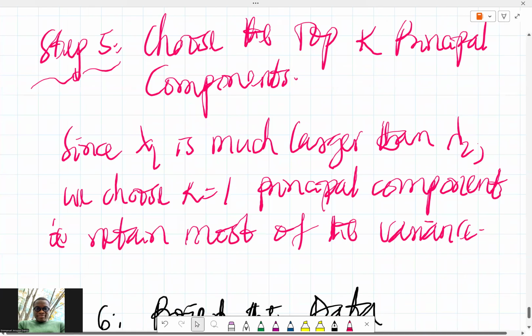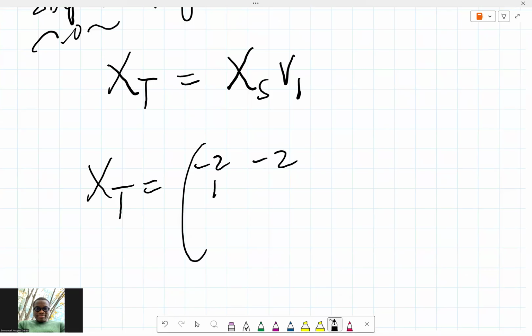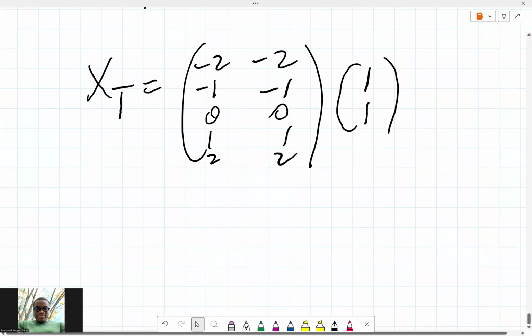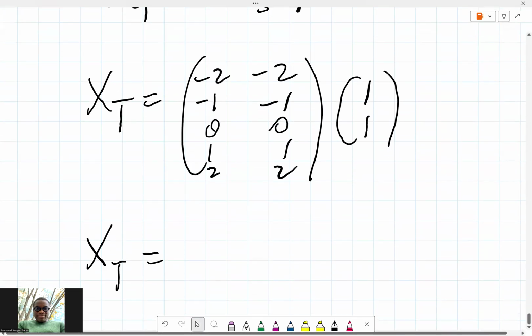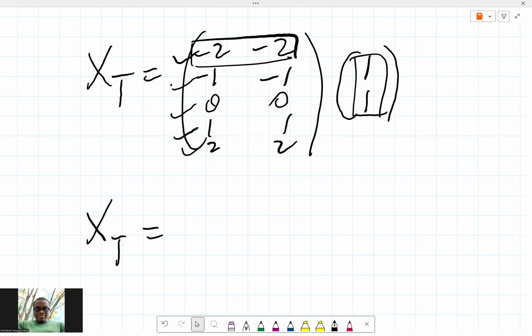Again, we go back and see that X transpose is XS. If you remember where we started from, that's -2, -2, -1, -1, 0, 0, 1, 1, and 2, 2. All of that multiplied by 1, 1. So we have just a column vector, and there are 2 rows each here. How many rows do we have? 1, 2, 3, 4, 5. So you're going to write 1, 1 five times.